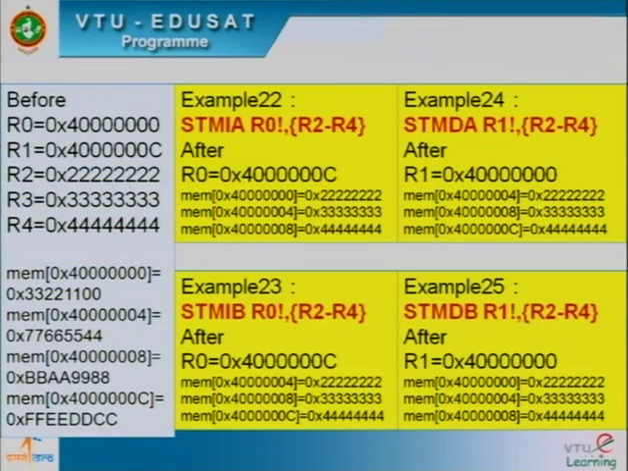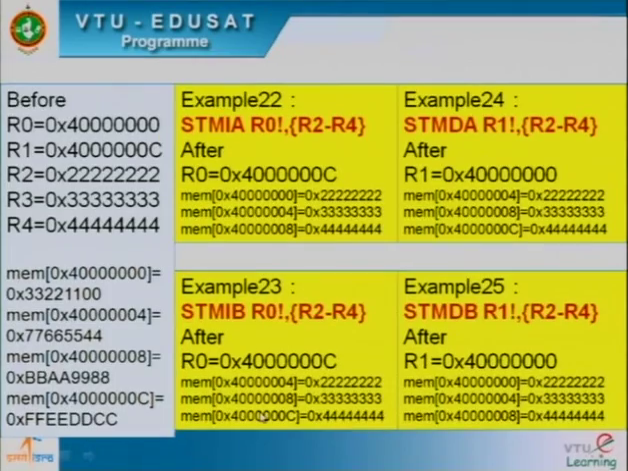Whenever I say increment, it is always plus 4 in this case, because it's a word transfer. So the memory address becomes plus 4, and then the R3 value will go to that memory location. Again plus 4, and for the final value of R0, the R4 value gets copied to that memory location.